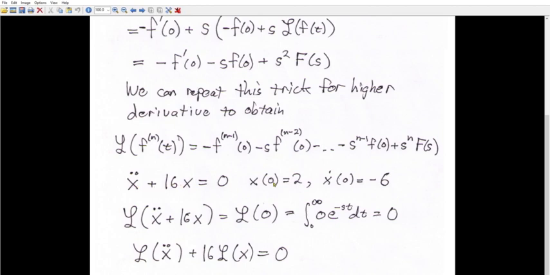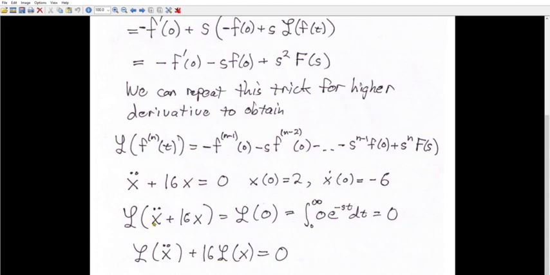Let's take a look at another problem we've seen before, x double dot plus 16x equals 0, with initial conditions x of 0 equals 2, x dot of 0 equals minus 6. This we recognize as an undamped, undriven harmonic oscillator, so our solutions are going to be sines and cosines. But let's see what the Laplace transform method tells us.